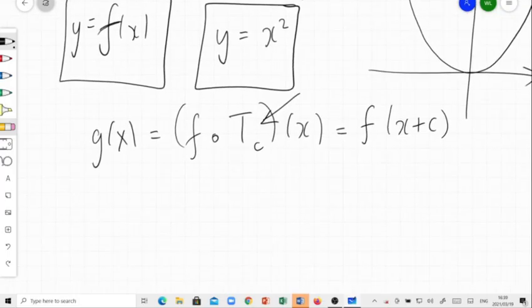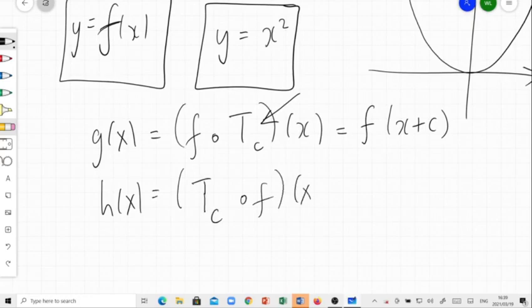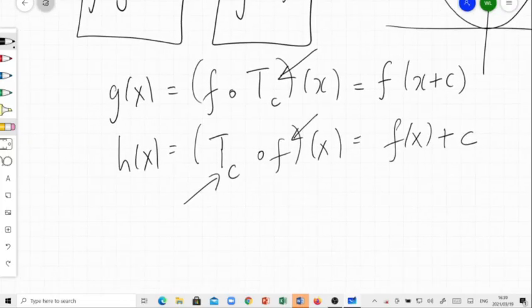Okay? Now let's switch the order. So in other words, I'm now going to switch the order into the translation of f at x. So remember, this guy goes first. So first of all, f acts on x to get f of x. And then the translation goes last, which means that I must then add c onto it. So notice that the two functions, just by switching the order of the composition, are very, very different.